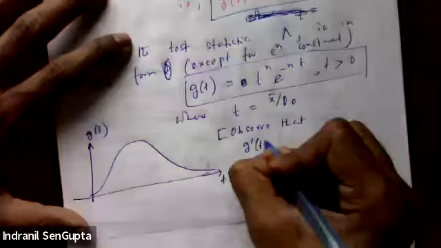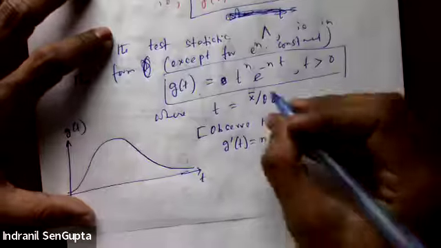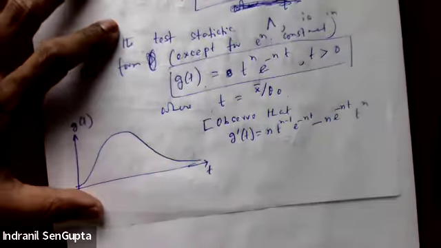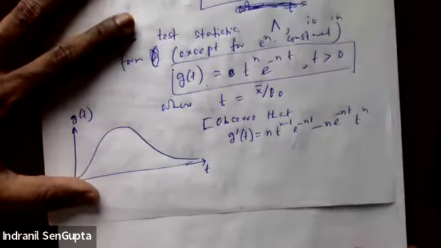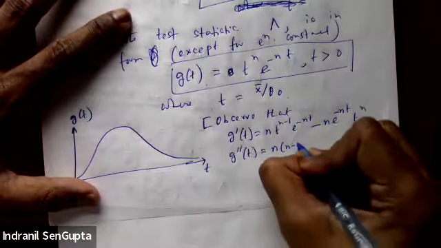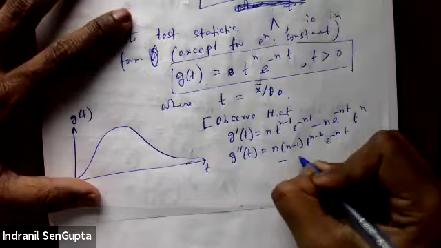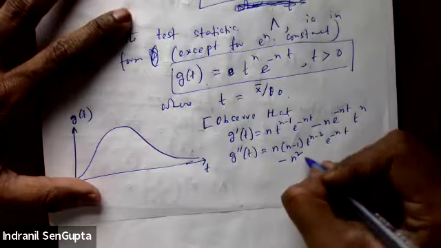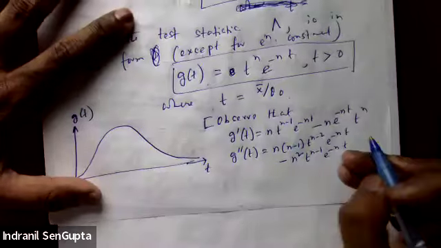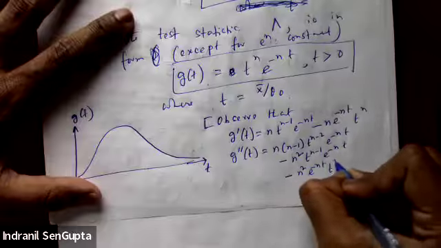So G prime of t is n t to the n minus 1 e to the minus nt, minus n e to the minus nt t to the n. That's my G prime of t. And G double prime of t after this one is going to be n times n minus 1 t to the n minus 2 e to the minus nt, I'm differentiating the first one, minus n squared t to the n minus 1 e to the minus nt. If I differentiate the second term, this one is going to be minus n squared e to the minus nt t to the n.